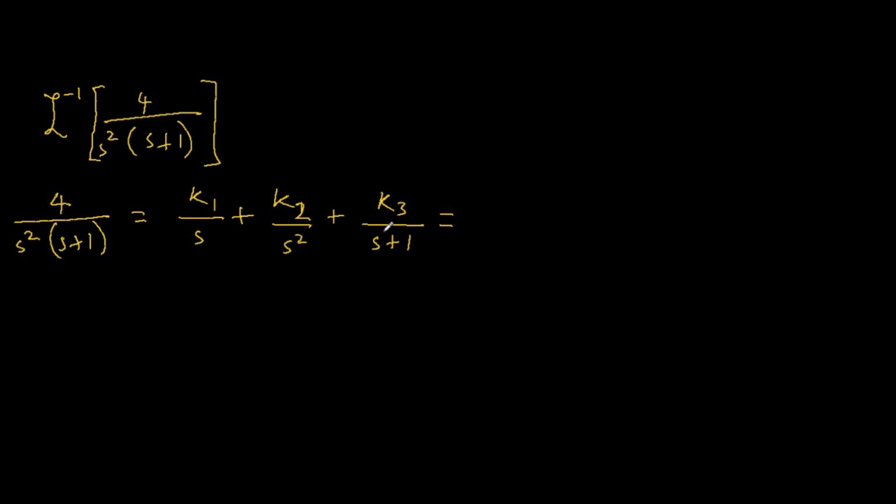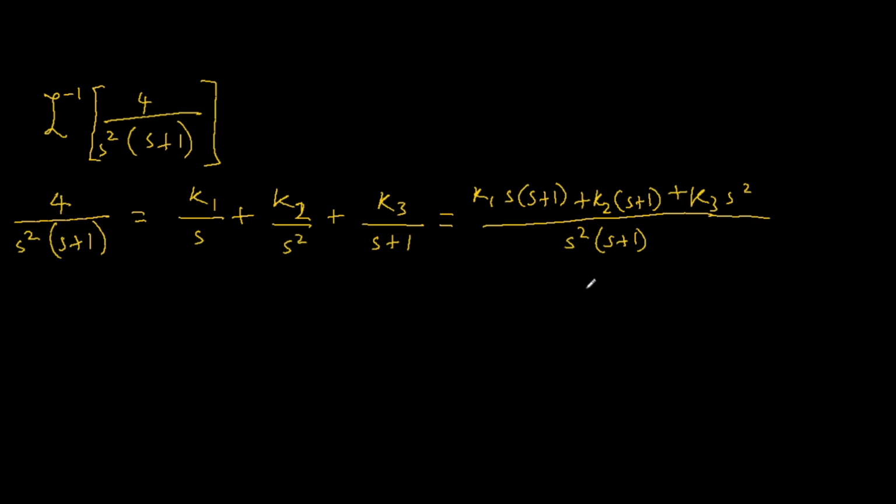So if we're going to combine all this together into a single fraction, you end up with k1 s, no, k1 s into s plus 1. So maybe I should write the denominator so that it's clear. s squared into s plus 1. Okay, so you have k1 s into s plus 1 plus k2 into s plus 1 plus k3 s squared. Okay, so that is now our expression.